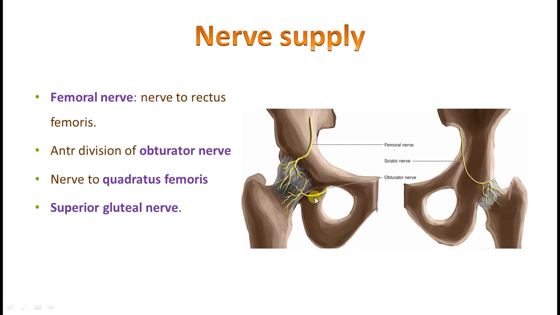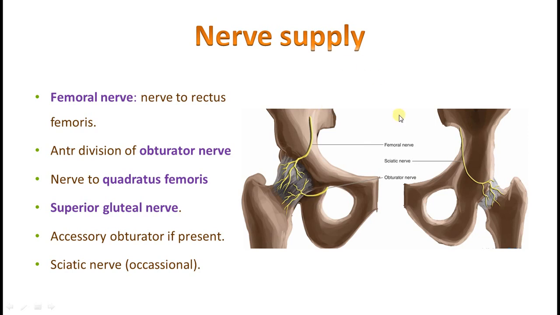Occasionally even the sciatic nerve might give an articular branch to the hip joint, not always, and sometimes the accessory obturator nerve, if present, also gives an articular twig to the hip joint.